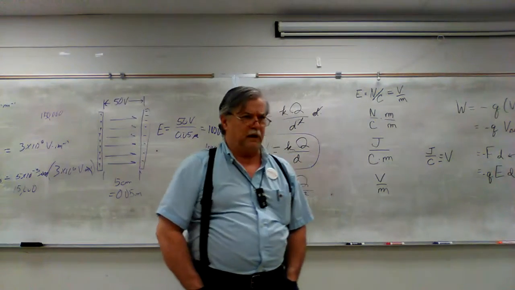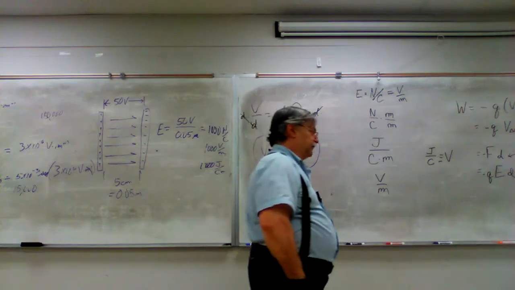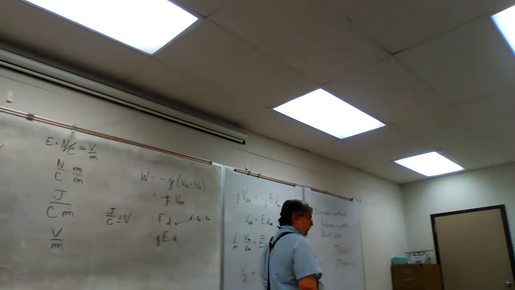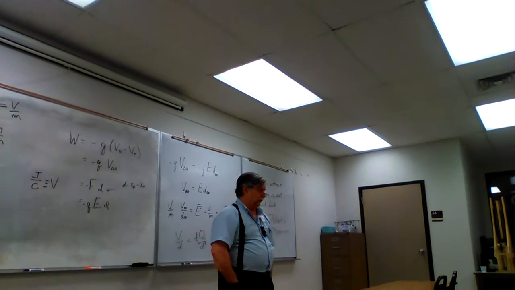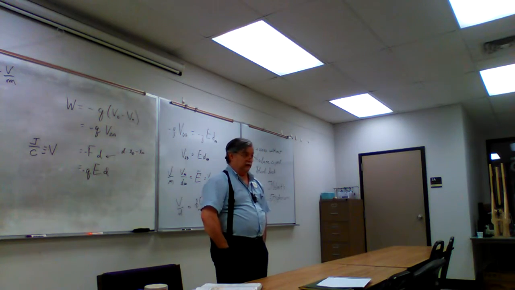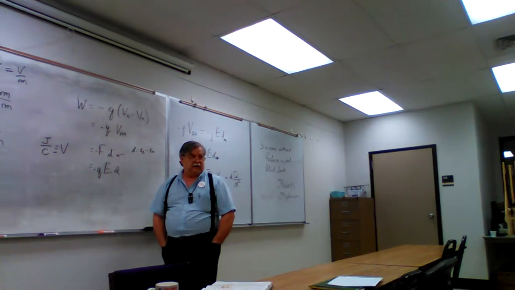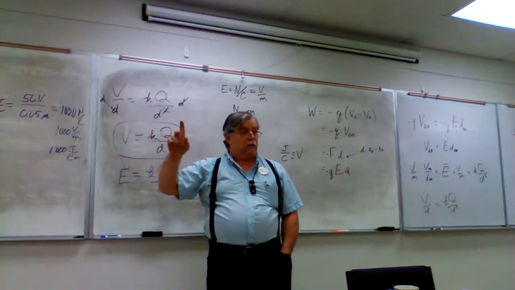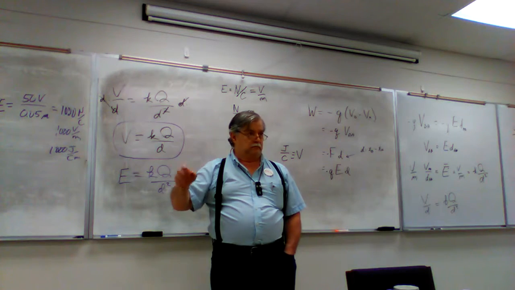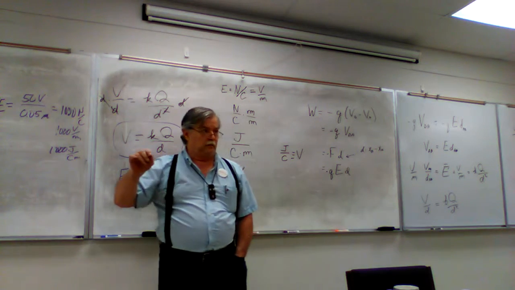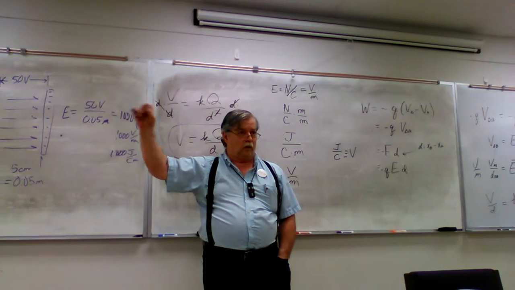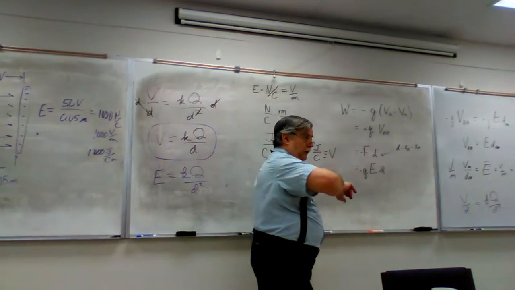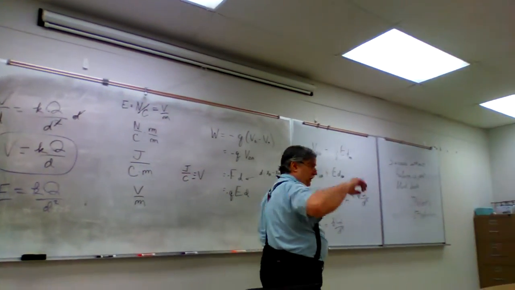I also want you to make mental note of this and understand what else those equipotential surfaces or equipotential lines mean. They mean that it doesn't take any work, zero work, to move a point charge from one point on an equipotential line to any other point on that same equipotential line.